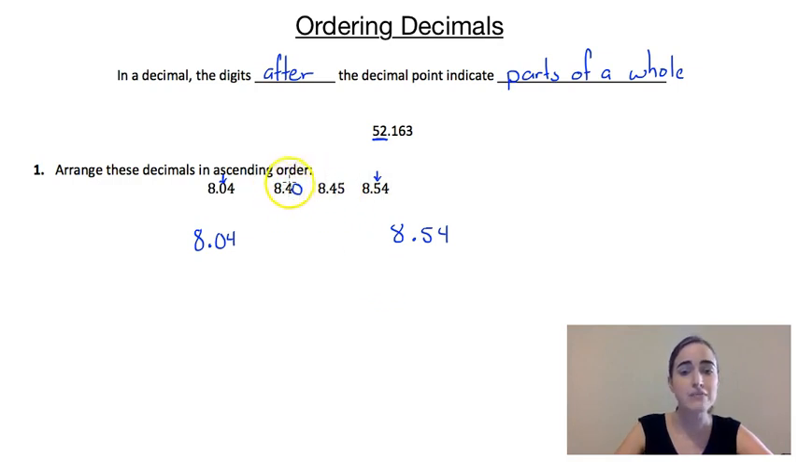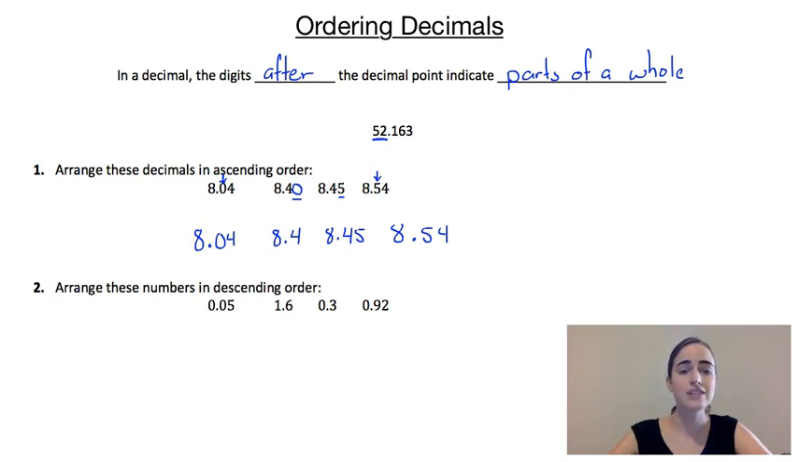Now for the middle ones, they both had that 4 there, so then we have to look at the next digit along. In this one, our next digit is a 0, and in this one, our next digit is a 5. So that means that our 8.40 is going to be smaller than our 8.45. So this question actually comes out in exactly the same order, so they were already written in ascending order.